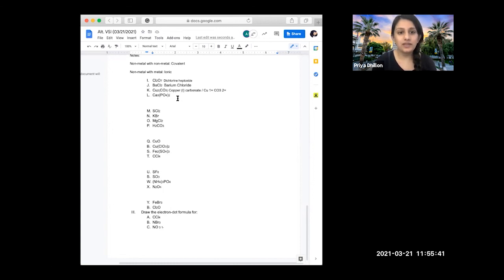So this one again is our polyatomic ion. You know that it has oxygen associated with it. Let's make this our last one, and then we'll discuss what we kind of did today. It was a lot.